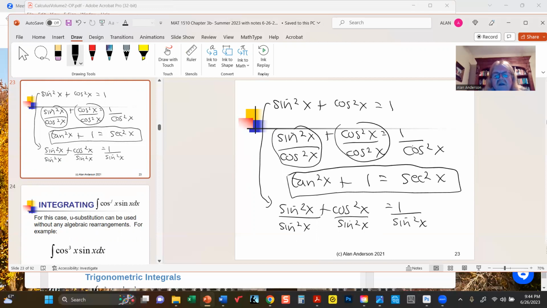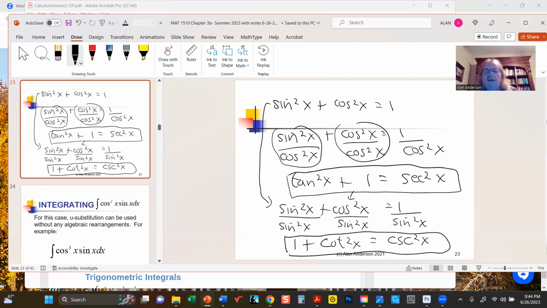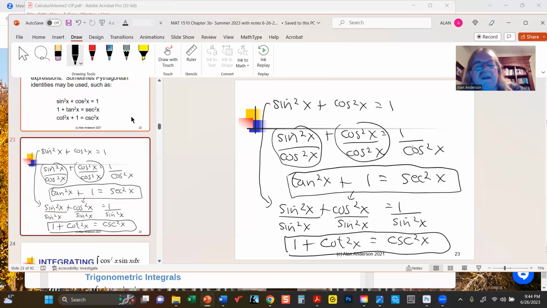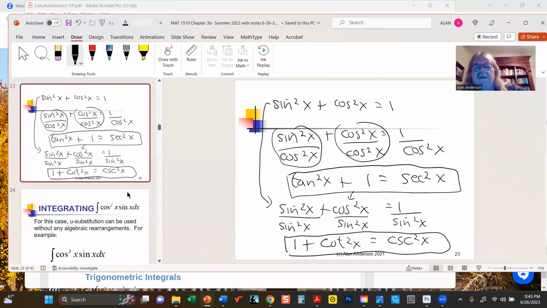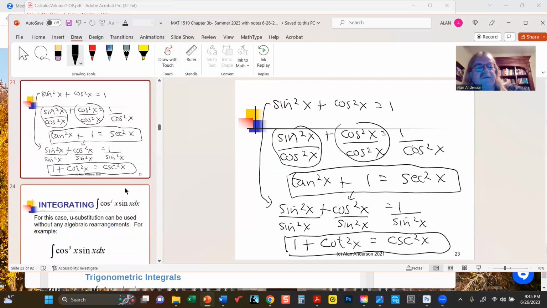you have 1. Now, this is the inverse of the tangent, which is the cotangent. And then 1 over the sine is the cosecant. And if you look at the list, you'll see that that's exactly right. Cotangent squared x plus 1 equals cosecant squared of x. Okay, great. I just thought you'd find that interesting.